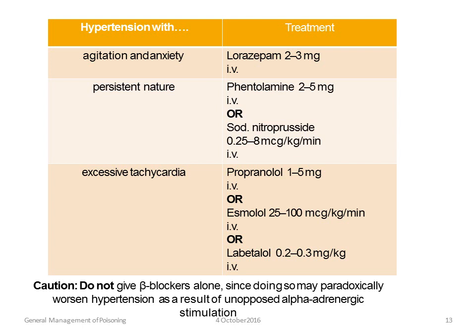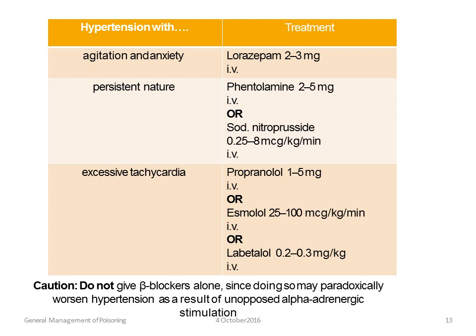We come back to the discussion. If the patient is suffering from hypertension with agitation and anxiety, it is better to give lorazepam. If the hypertension is persistent in nature, we usually give sodium nitroprusside solution. When there is hypertension with excessive tachycardia, propranolol is the drug of choice.